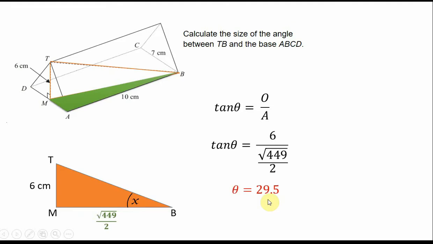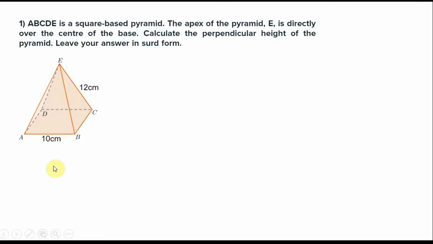We're going to have a look at one more example. A square-based pyramid. And we're told the apex, this highest point here, is directly above the center. So what that means is when we drop this line down, we're going to hit right in the middle of this square. And that's the question: calculate this perpendicular height of the pyramid. The fact that it's saying perpendicular means it's got to be a right angle. We've just got to think of a good way of doing this.